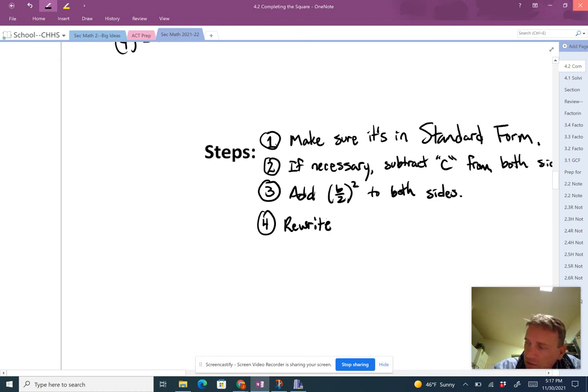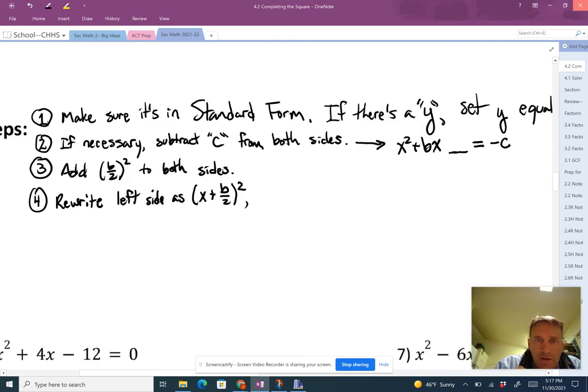Rewrite the left side as x plus b over 2 squared. Rewrite the right side. Combine like terms. Combine the numbers.